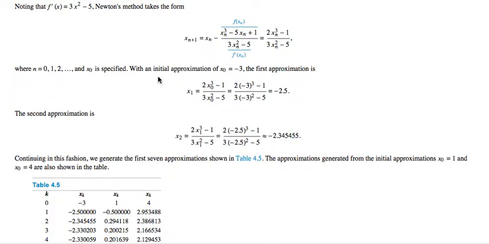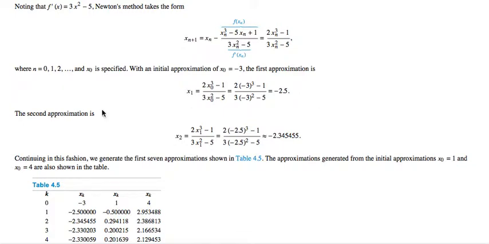So here we have an initial approximation of -3. So we're going to plug -3 into our formula. So we have 2 times -3 to the third minus 1 over 3 times -3 squared minus 5. And so starting with -3, after our first iteration, we have -2.5.